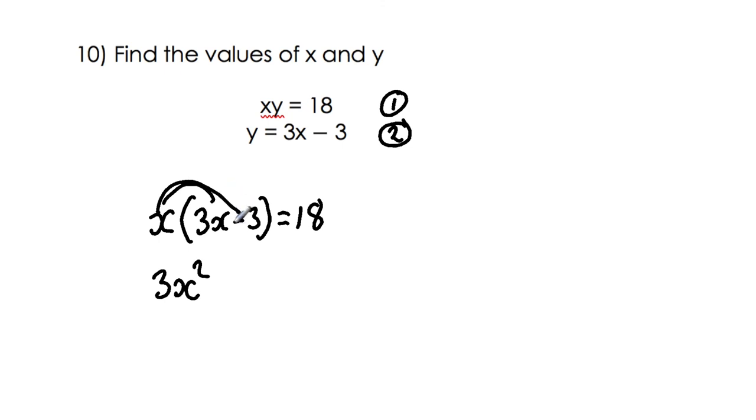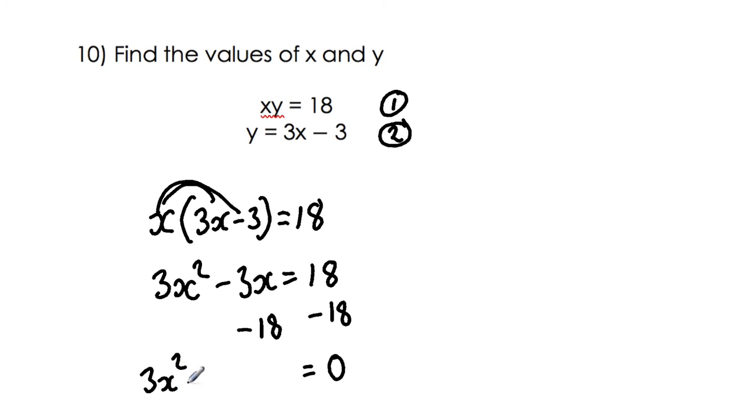X times negative 3 is minus 3x equals 18. I'm then going to be equating this equation to 0 by subtracting 18 from both sides. So minus 18 on this side and minus 18 on this side. Positive 18 minus 18 gives us 0. So what we should have is 0 on this side and 3x squared minus 3x minus 18.